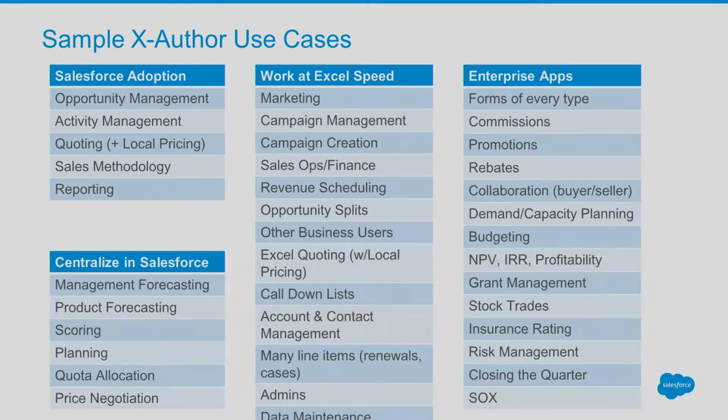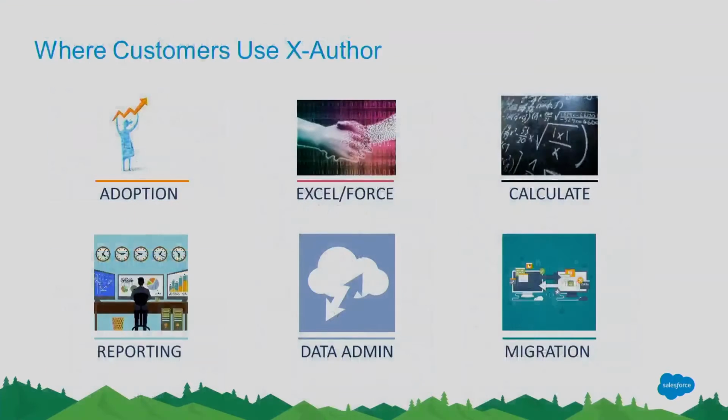So just some examples. And then finally, this group that we call sort of Excel to Force. You've got complex standalone spreadsheets. Turn them into enterprise apps for your companies. So you've got a marketing promotion spreadsheet. You've got hundreds of users using it. It's standalone. Nobody can see what the data is. You have to keep copying and pasting. This is the type of thing you use. So here are the areas in which the customers use it. Adoption, I've chatted on already. Excel to Force. Calculation will show you. Reporting. And then a lot of data administration and data migration, which we will go through.